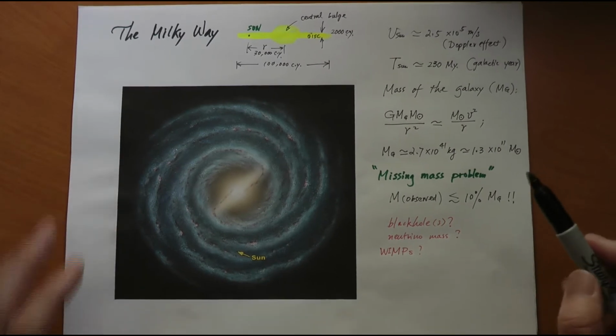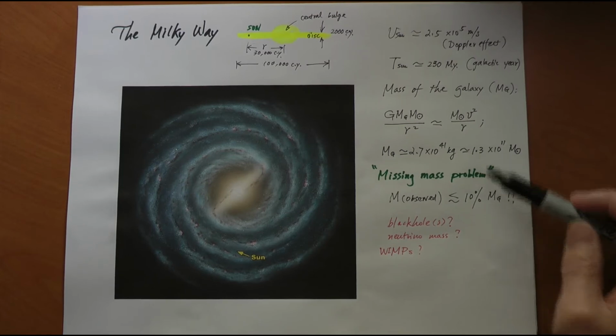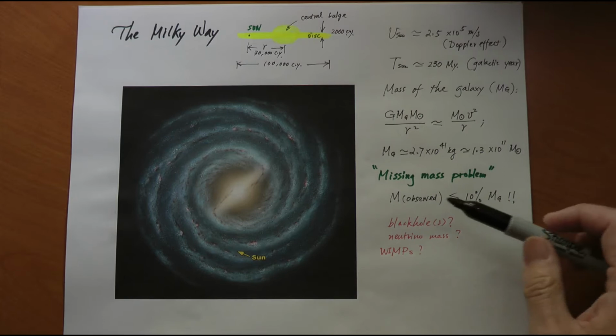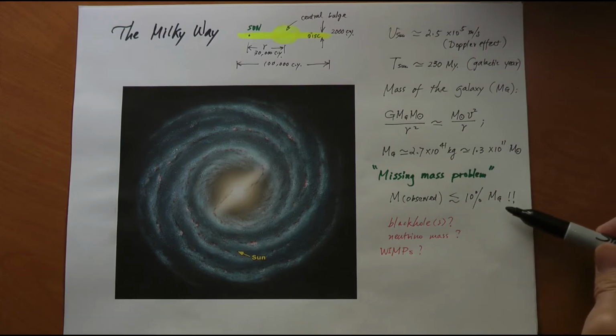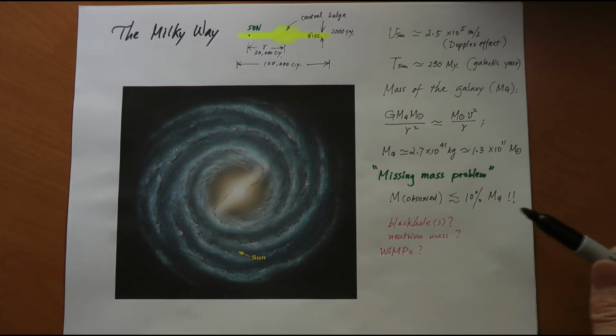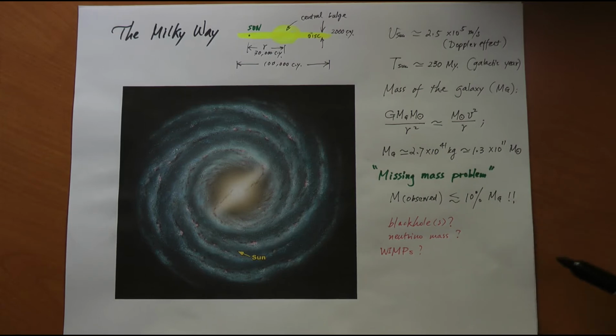All right, but when we did this calculation and compared it with the masses that we have measured, it turns out that the observed mass is only 10% of the total mass that we have estimated. So something is wrong here. Again, we have a problem. This problem is called the missing mass problem of the Milky Way. So we do not completely understand the behavior of our own galaxy.